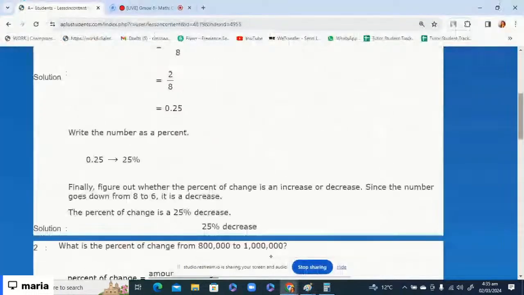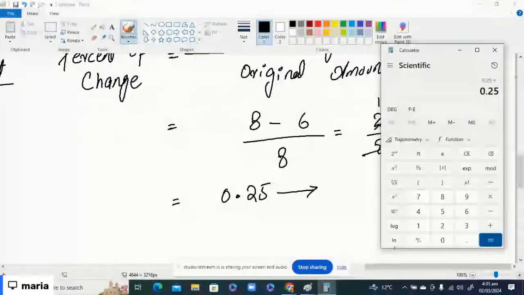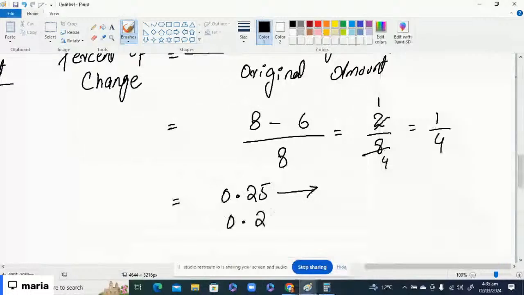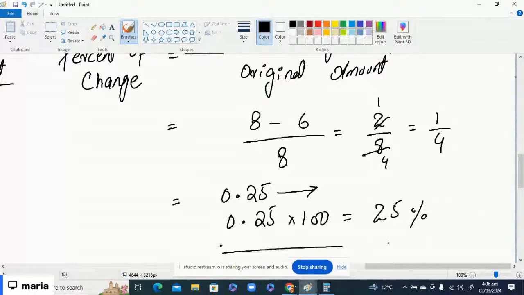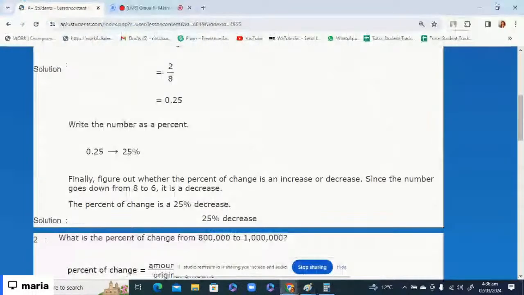Like 0.25, you're going to convert it into the percent form. So how can you convert it? Multiply with 100. So 0.25 multiply with 100, this is equals to 25%. Okay, and this is your answer. So the percent rate of change is 25% decrease. Okay, let's do the next.